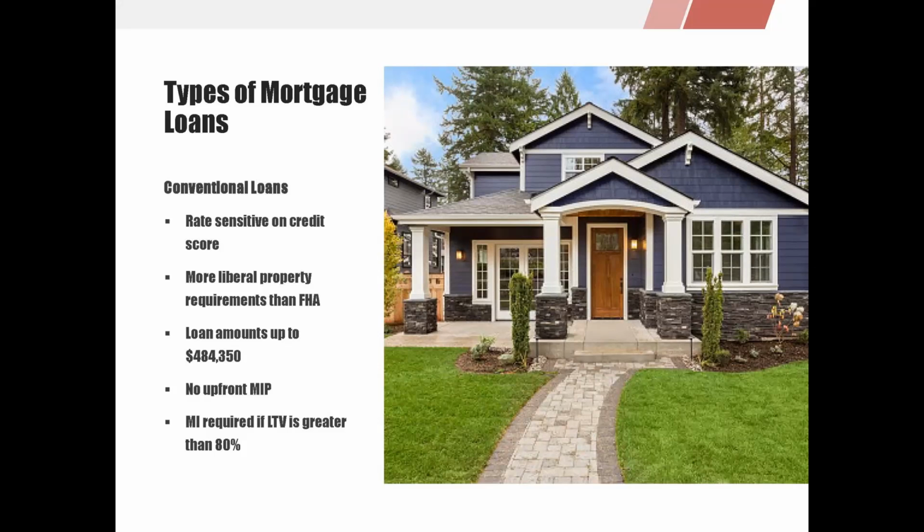That conforming limit has actually gone up. I want to say it's 548,000 and some change. Conventional loans do require mortgage insurance if you put less than 20% down. You can either have that monthly or they can pay that upfront.